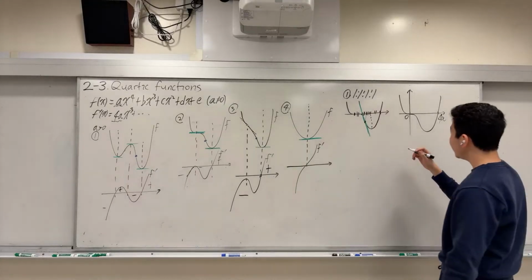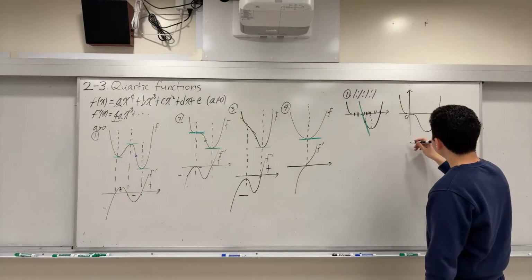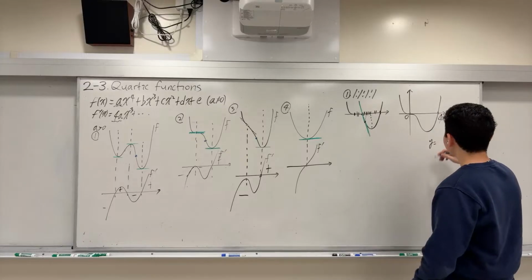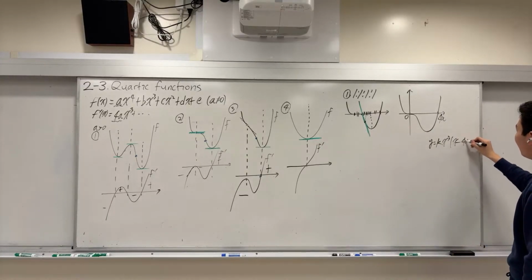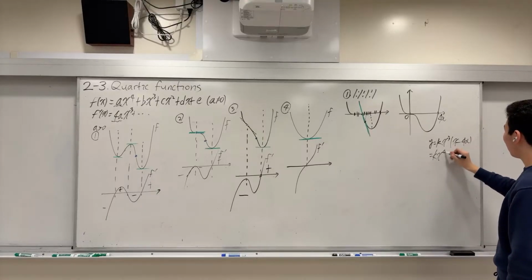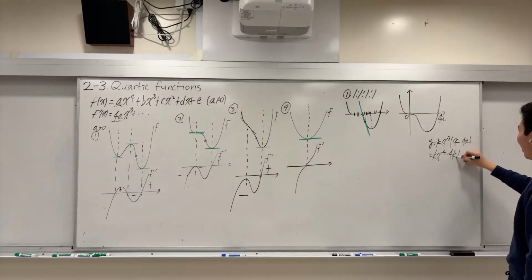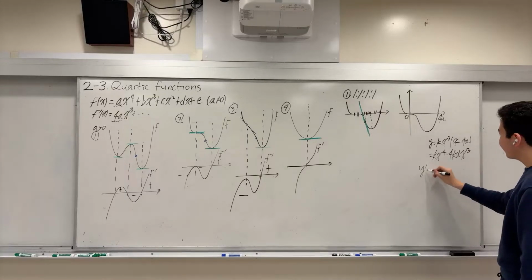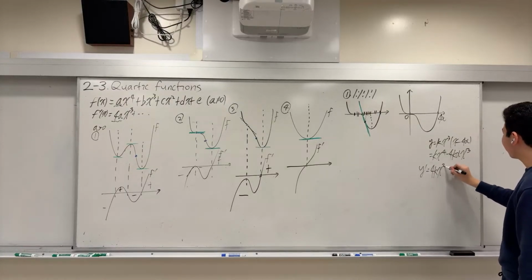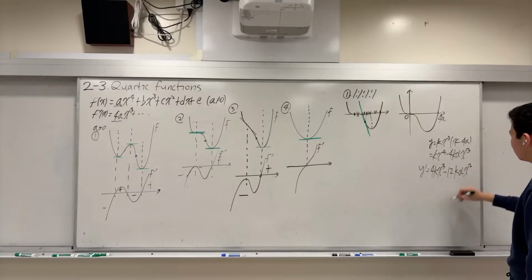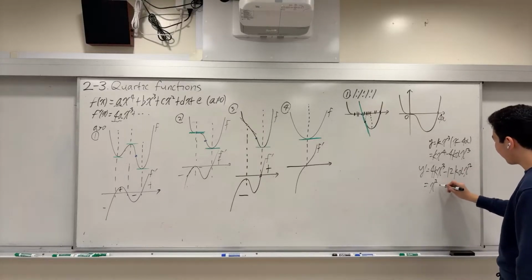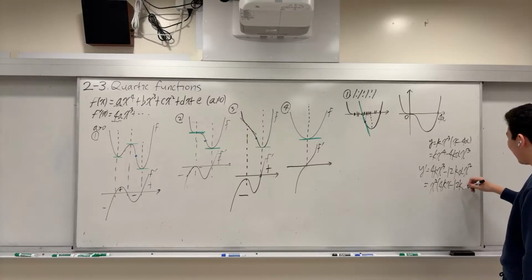Our quartic function will be y equals, let's call the leading coefficient k, x cubed times x minus 4 alpha. So that's going to be kx to the power 4 minus 4k alpha x to the power of 3. Y prime is going to be 4k x to the power of 3 minus 12k alpha x to the power of 2, which is going to factor into x squared, 4k x minus 12k alpha. And that has to equal 0.